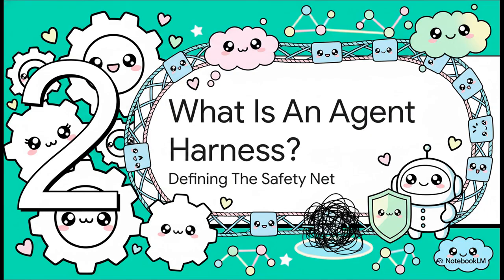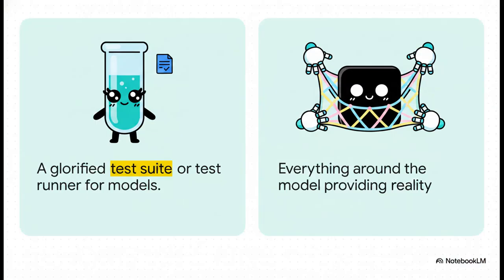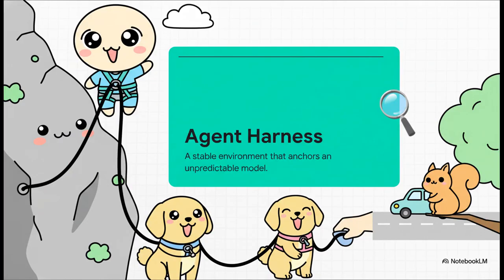What is an agent harness? Now, what's really interesting about this slide is how the definition of a harness completely shifts depending on who you're talking to. If you go up to a traditional machine learning engineer, they'll probably tell you a harness is just a glorified test runner, a way to feed a model inputs and check the outputs. But in the modern AI engineering world, where we're building autonomous agents, an agent harness is something entirely different. It represents everything around the model that grounds it in reality. It's the safety net.